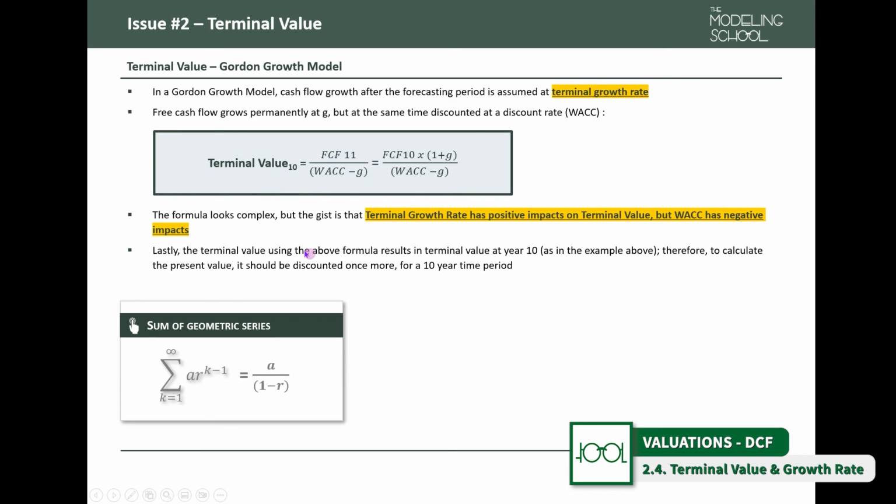One more thing to note is that if you use this formula to calculate terminal value, this is terminal value seen from year 10's point of view. So we're doing a DCF from year 0's point of view. So what we have to do here is discount the year 10 terminal value by 10 years once more. And we're going to show you how it's going to be done in our Excel session.